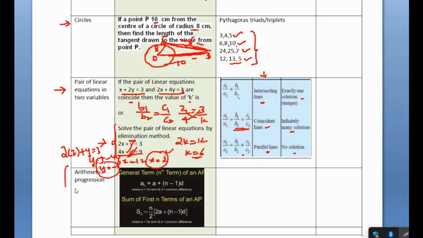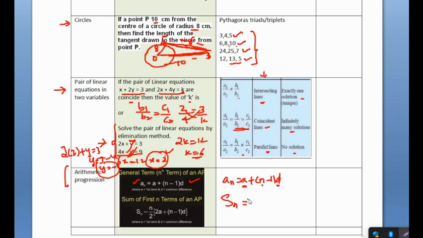The last chapter we will discuss is arithmetic progression. In arithmetic progression, problems will be asked with the nth term. An is equal to a plus n minus 1 into d, where a is the first term, d is the common difference and n is the number of terms.